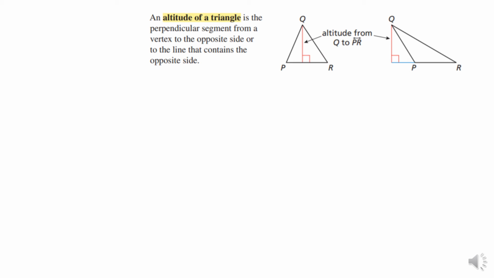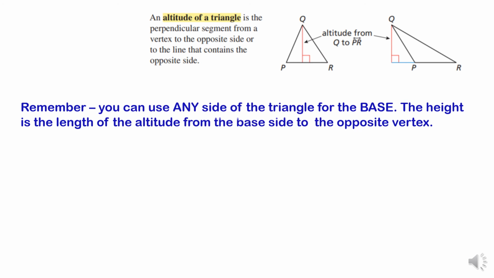Before we find the orthocenter of a triangle, we have to find out the altitude. So the altitude of a triangle is the perpendicular segment from a vertex to the opposite side, or to the line that contains the opposite side. Remember, you can use any side of the triangle for the base. The height is the length of the altitude from the base.